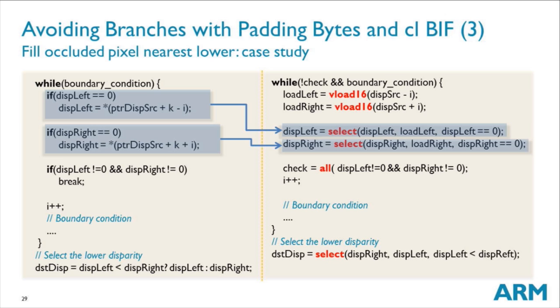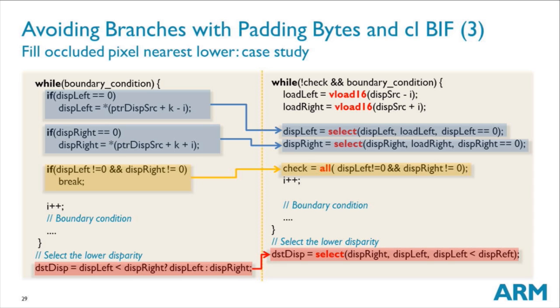For instance, the first two if conditions can be replaced with a select because they are the right translations for that. The if conditions used for breaking the while loop can be replaced with the all. And in the end, the ternary operator used for selecting the lower disparity can be simply replaced with the select CL built-in function. This approach is 51 faster than the naive approach, so try to think in terms of CL relational built-in functions.